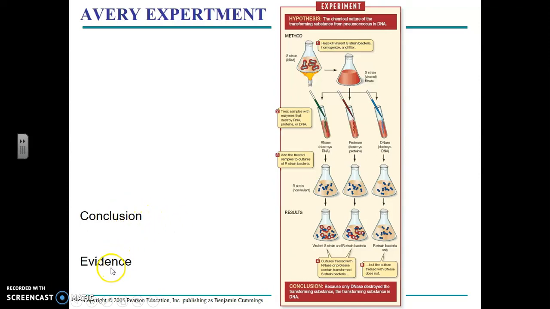The evidence is that only when the heat-killed S bacteria were treated with DNase were the R bacteria not transformed. In the other two samples, where we used RNase and protease, the R bacteria were able to be transformed. So from that, they were able to conclude that it was DNA that was the transformation principle.